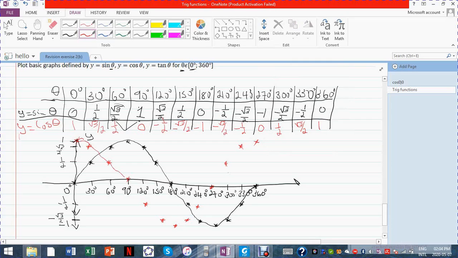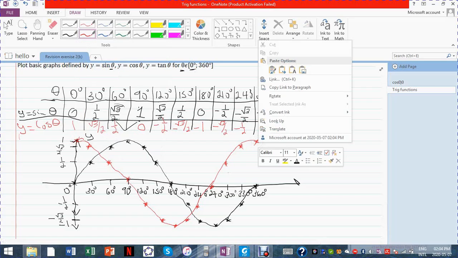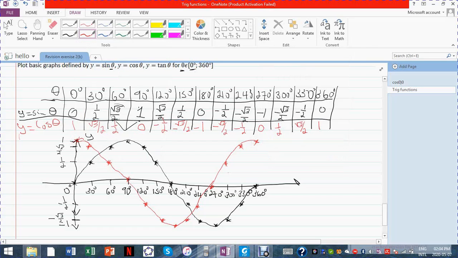There they are. And there they are. Join the points together. So we end up with a nice looking curve right there. So you can see it starts here at 1 and it ends exactly where it started. So continuing, it will go down again, which is the same as after 0 degrees. So it's going to go down and continue to repeat itself.